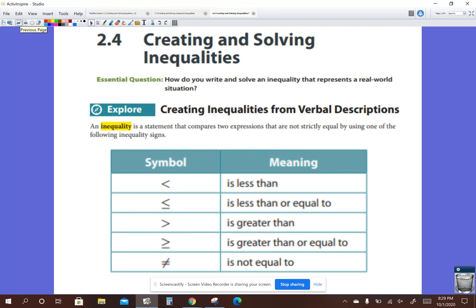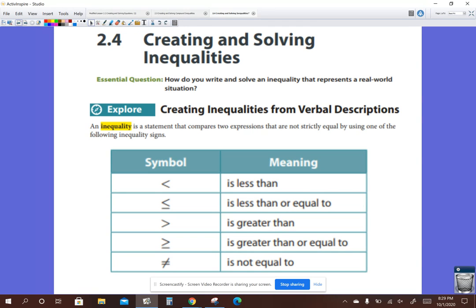Londoño, and today we're going to be covering lesson 2.4, creating and solving inequalities. Our essential question for this topic is, how do you write and solve an inequality that represents a real world situation? Let's get into the vocabulary.